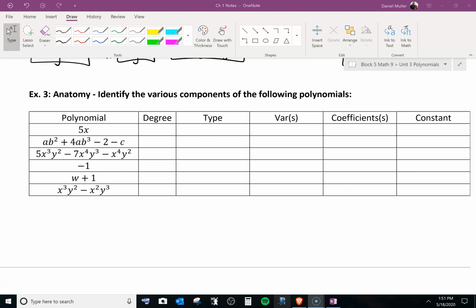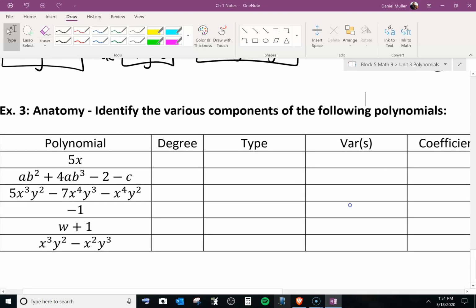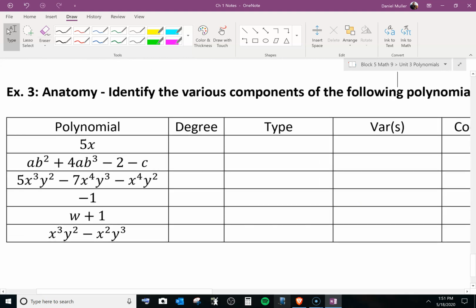Example 3 is kind of putting this all together, but we don't have to add like terms. This is identifying the various components of the polynomial. So we want to know the degree. Remember, the degree is the highest exponent. So this is one term. It has a degree of the highest exponent, which in this case, the exponent isn't written. It's right there. It has a degree of 1.